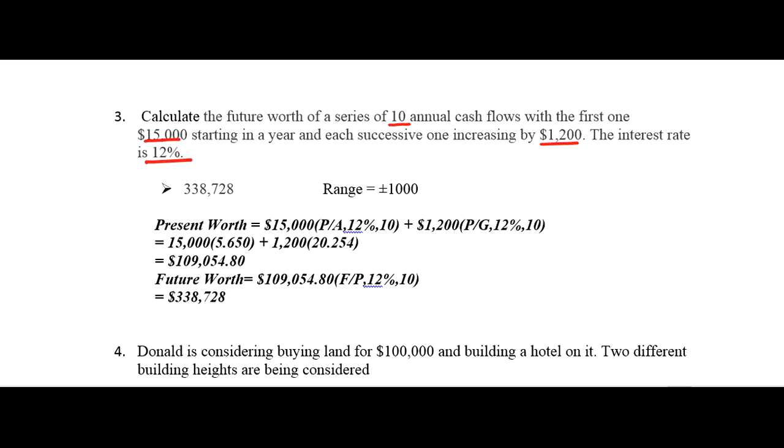So the first thing you have to find is the present worth. Then you have to go for the future worth. So the present worth can be given as 15,000, that is the annuity, times P/A 12% 10 plus the gradient, that is 1200, times P/G 12% 10. When you calculate these, you will get a value of 109,054.80. Then the future worth from this present worth can be calculated as present worth times F/P. The interest rate is the same, 12%, and the time period is the same, n equal to 10. You get the value as 338,728.